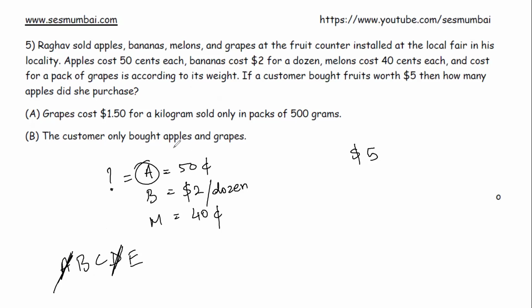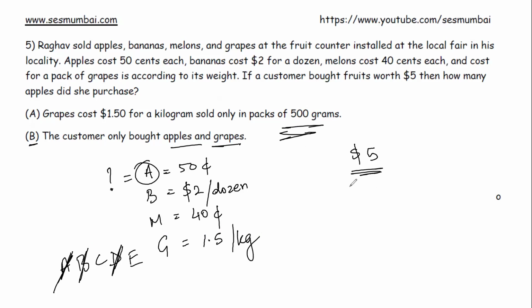The customer only bought apples and grapes. Okay, so from $5, if she bought only apples and grapes, right? Without knowing the cost of the grapes, we cannot solve using B, right? That how many apples she's got, right? So B is out. Both information together, now we know that the grapes cost 1.5 for a kilogram per kg, and it's only bought in packs of 500 grams.